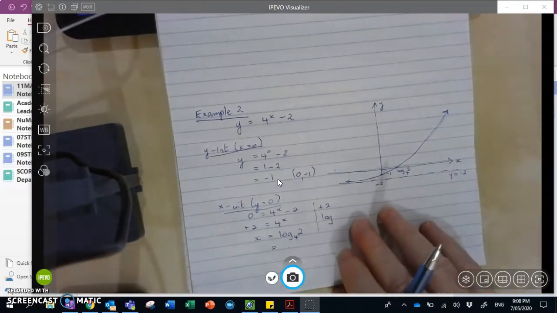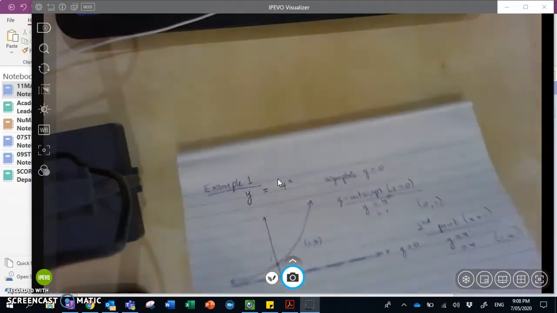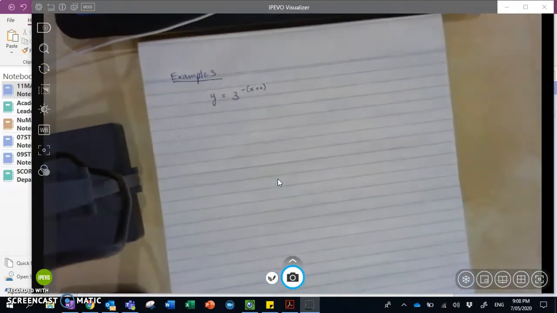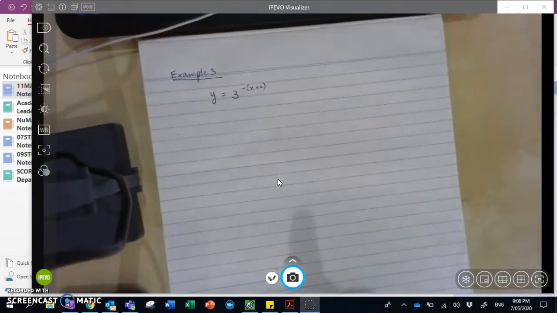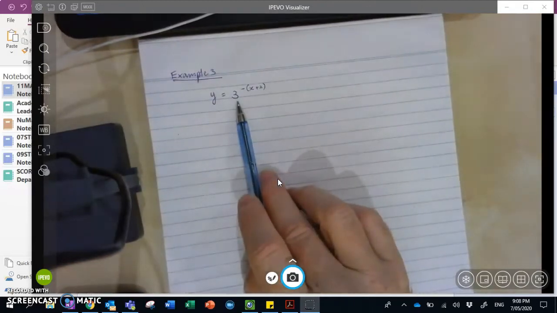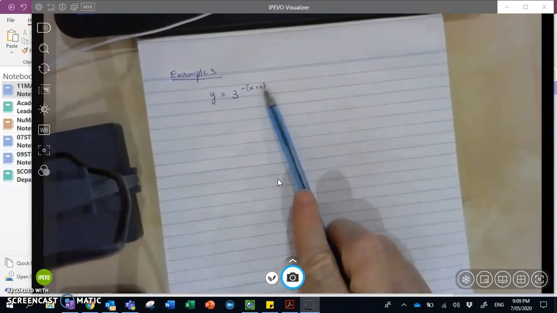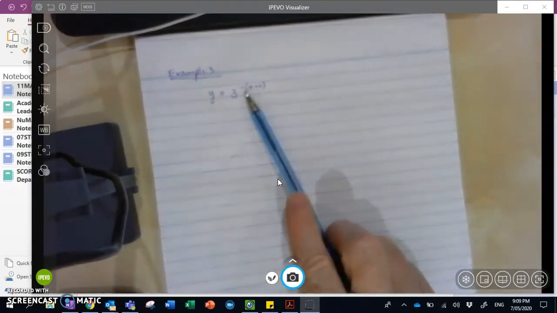Now, I will briefly sketch a third example to see if we can start consolidating our understanding of what's going on there. So here, something slightly different. Our base now is 3. But in this instance, what we've got is a negative indice.